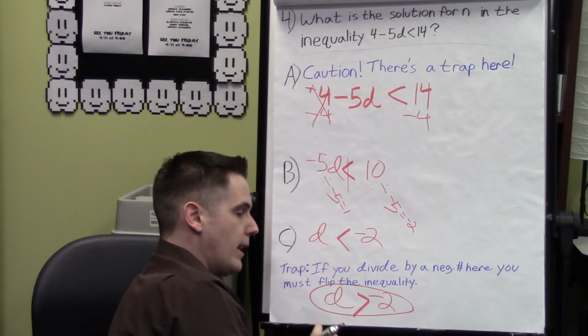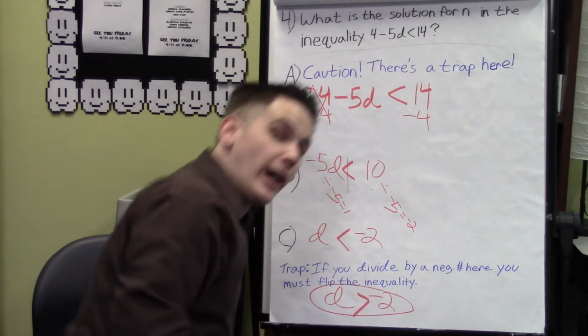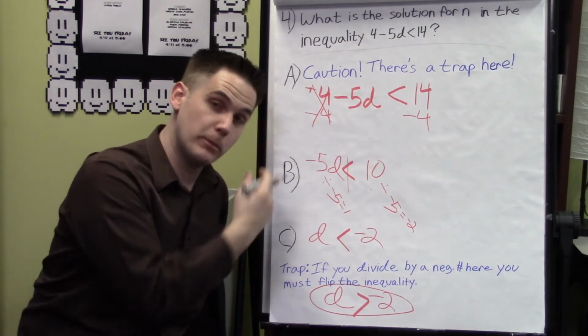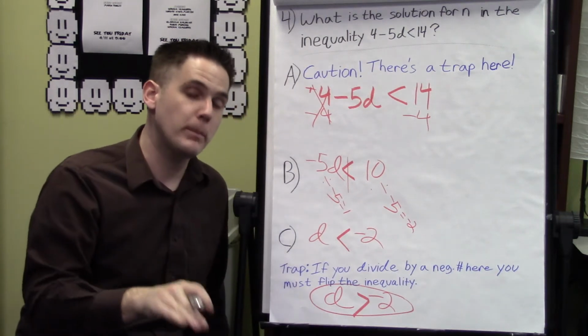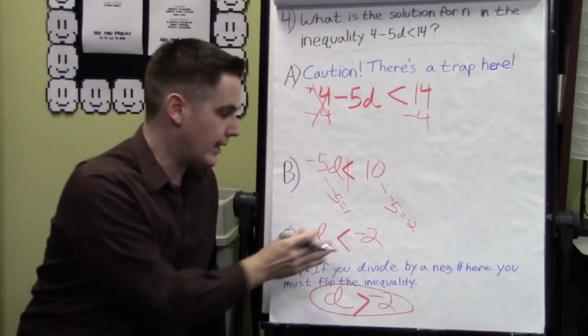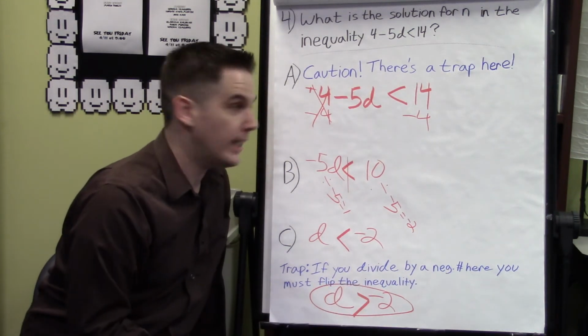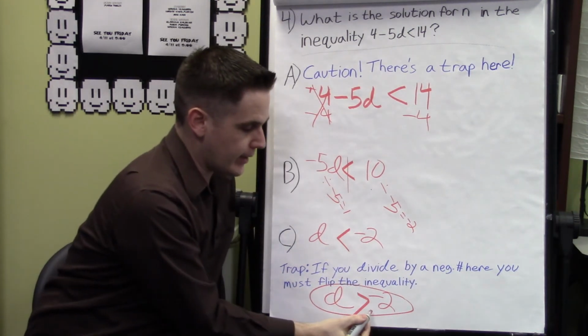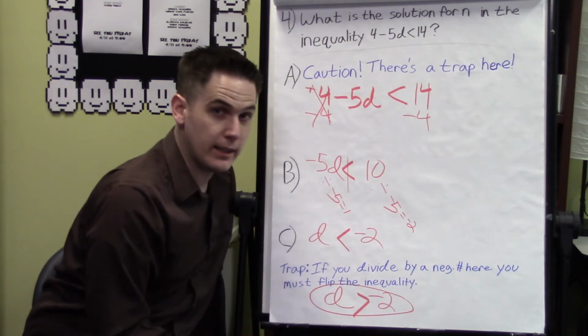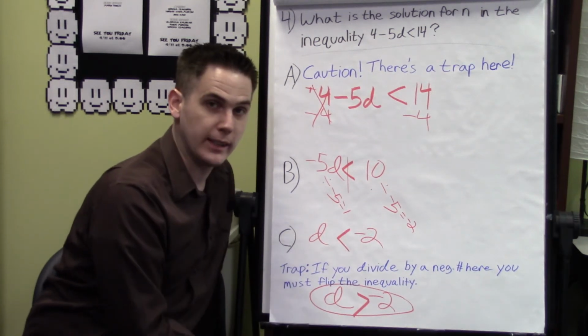If you divide by a negative number, you flip. If you divide by a positive number, like in the problem before, you don't flip. Only when you divide in the very last step by a negative number do you flip the inequality. And it doesn't matter if there's a line underneath, you just flip it no matter what, if it's an inequality.